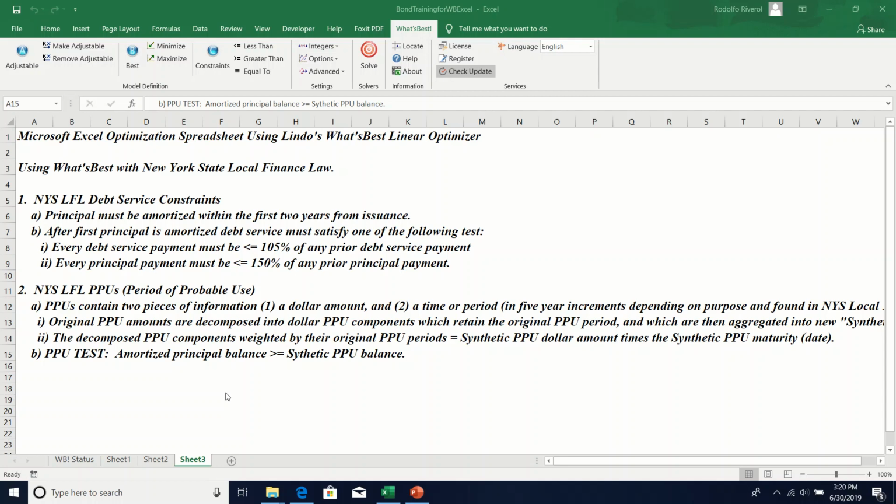So in our example, where we had a $50 million 5-year and a $50 million 10-year, we aggregated them into one new synthetic PPU, a $100 million PPU. That would have a 7.5-year maturity date. There's a PPU test, and that test is that the amortized bond principal balance has to be greater than or equal to the synthetic PPU balance.